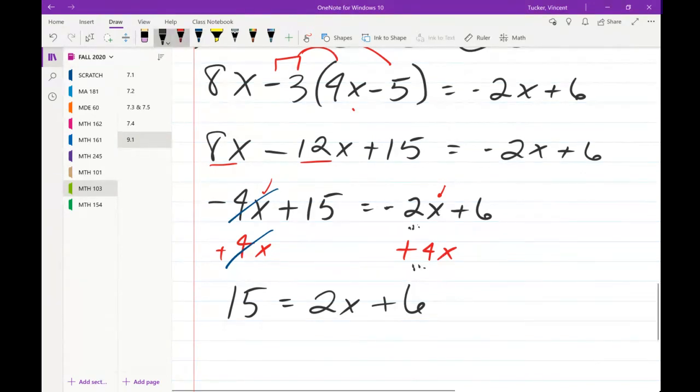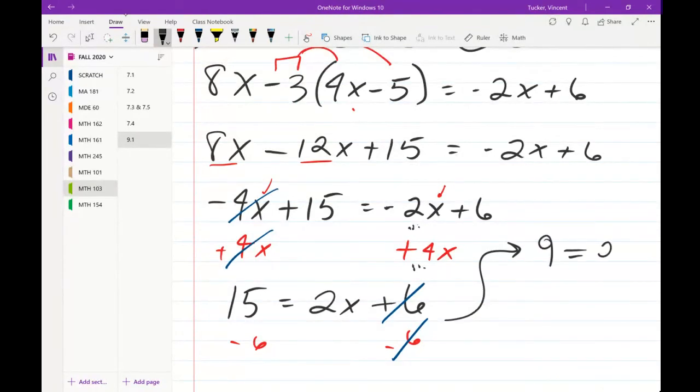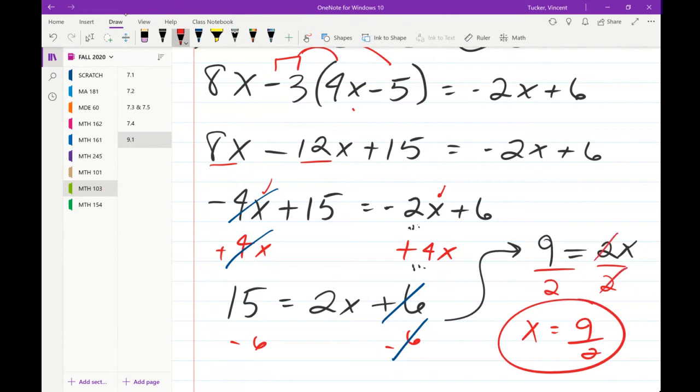So from here, now we will subtract 6 from both sides. So 9 equal to 2x will give us a solution of x equal to 9 over 2. Divide both sides by 2.